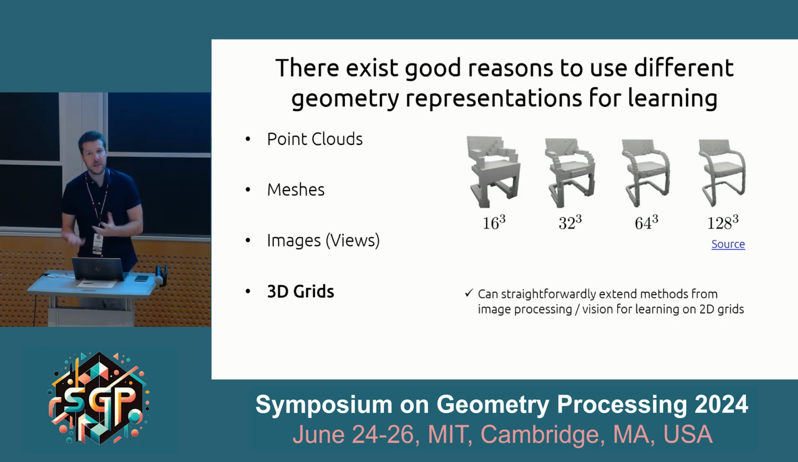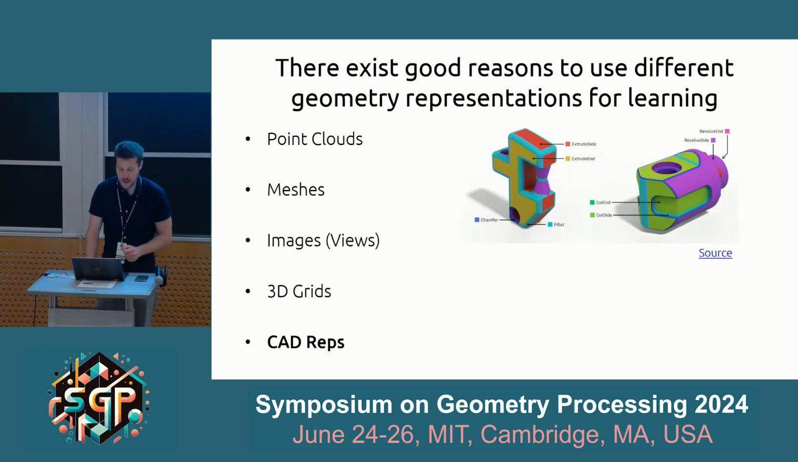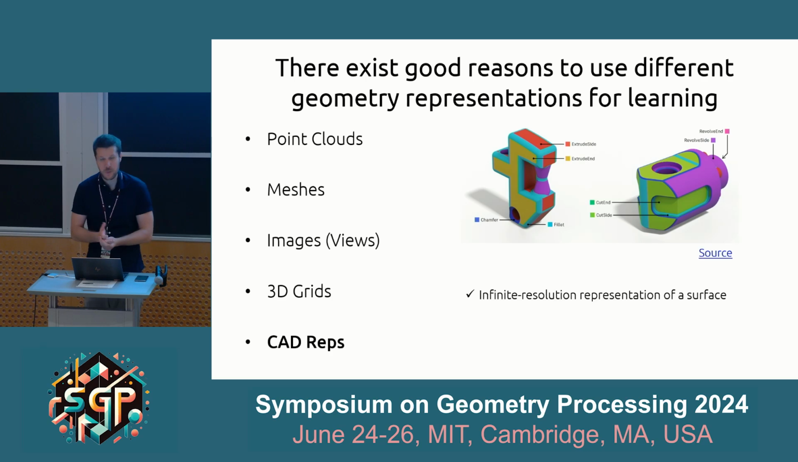Again, a 3D grid is not too dissimilar from a 2D grid. And so while we can't exactly reuse the learning machinery that the folks in 2D vision have been producing, we can adapt it relatively straightforwardly. There are relatively straightforward extensions. And then finally, these CAD representations, things like procedurals or BREPs, give me an infinite resolution representation of the surface. There's no loss of detail from discretization or anything like that.